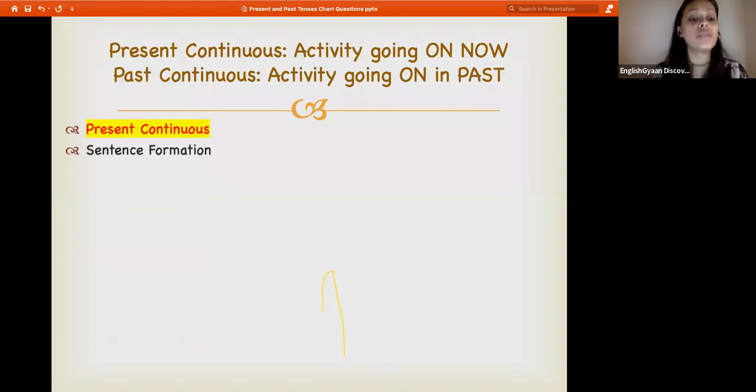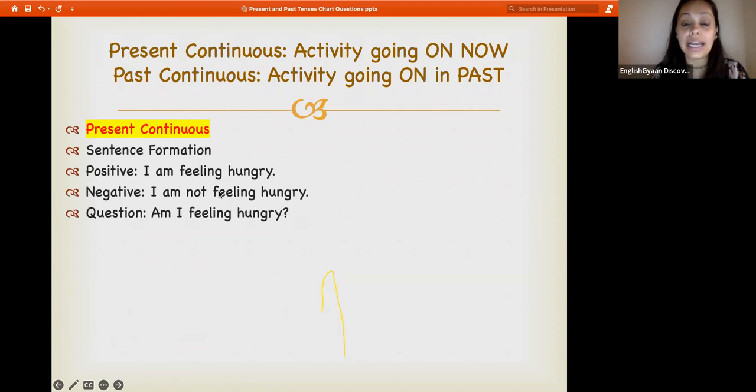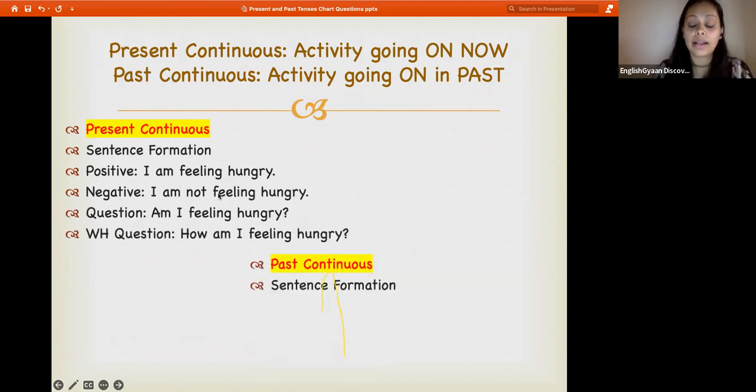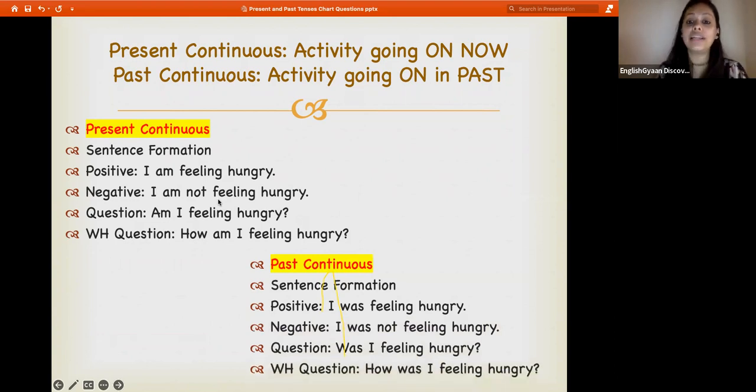Over here, the rule says the sentence formation. I am feeling hungry. I am not feeling hungry. Am I feeling hungry? How am I feeling hungry? Over here, I was feeling hungry. I was not feeling hungry. Was I feeling hungry? Why was I feeling hungry? When was I feeling hungry? So present continuous जो अभी चल रहा है, past continuous जो पहले चल रहा था.